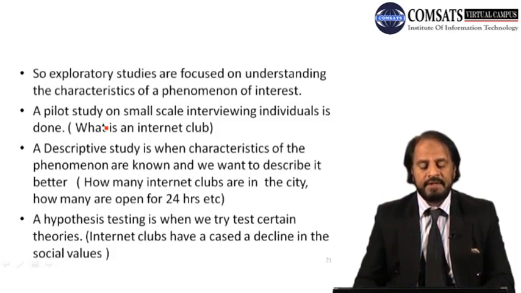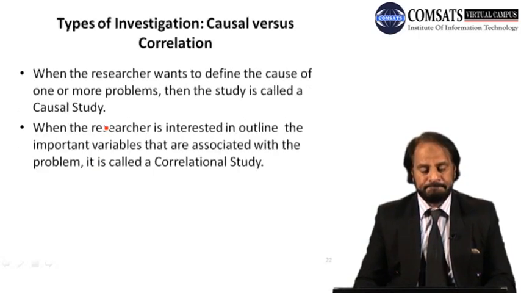then we're saying the internet clubs have caused a decline in the social values of the country. So here we're trying to make a prediction, or we're trying to theorize that because of the internet clubs, the social moral values of the city or the country have gone down. So here we are trying to theorize or predict or define some kind of theory. So here the purpose of the research is hypothesis testing.